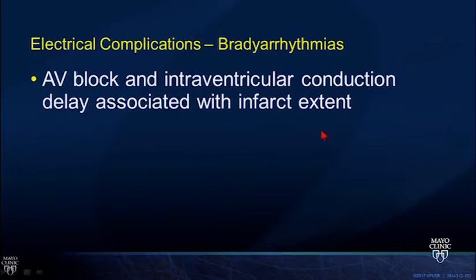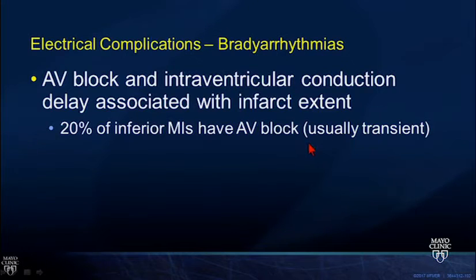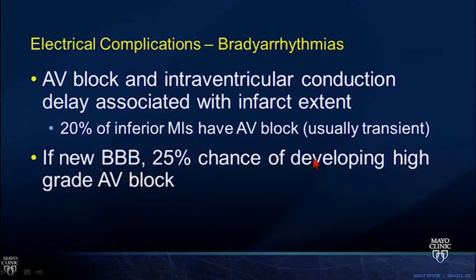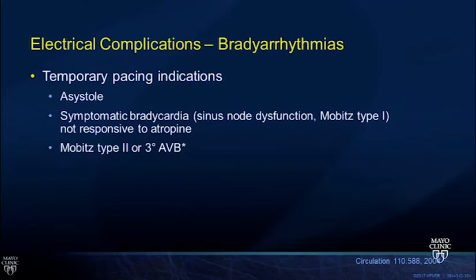AV block, interventricular conduction delay, the bigger the infarct, the more likely you are to have it, and also more likely with inferior infarcts, as we just said. If you get a new bundle branch block, you're affecting your conduction system, you're more likely to develop high-grade AV block. So then the question comes up, who do we pace?